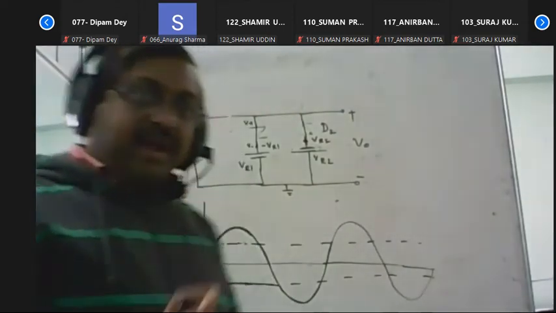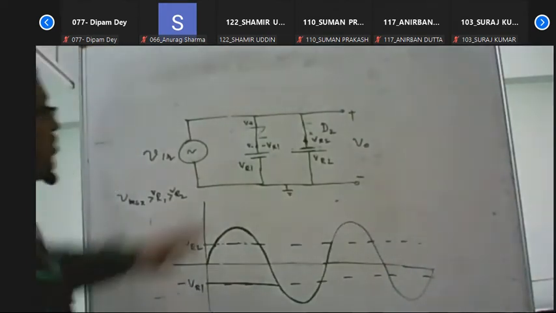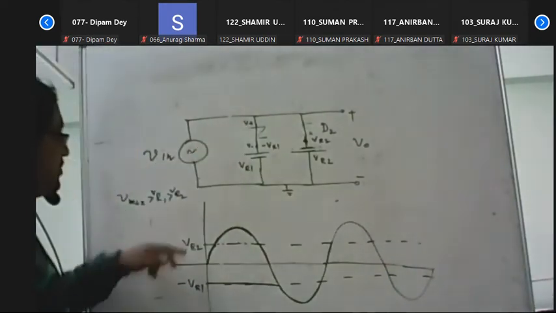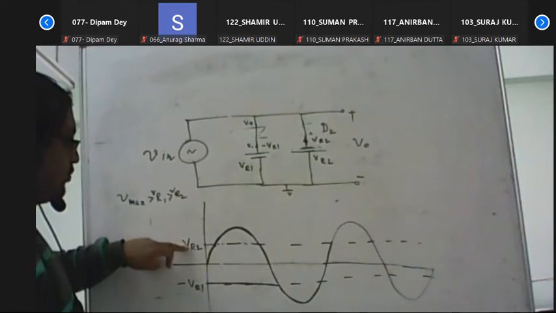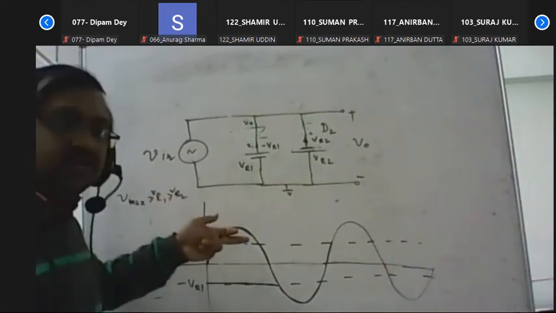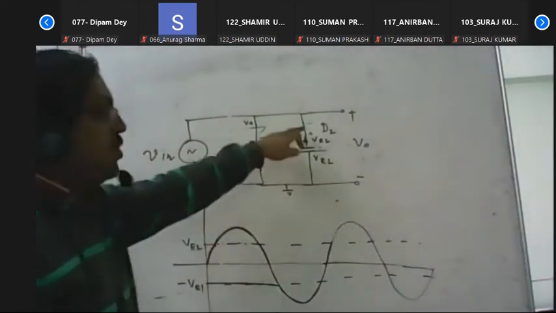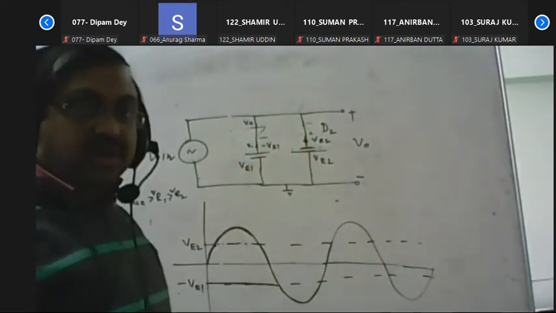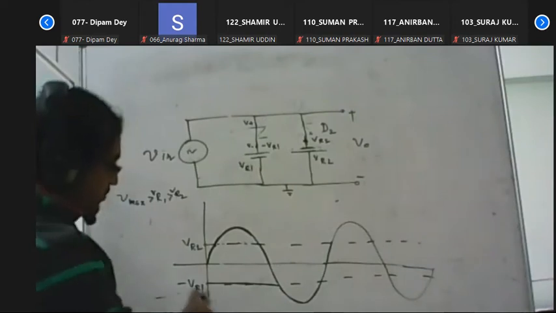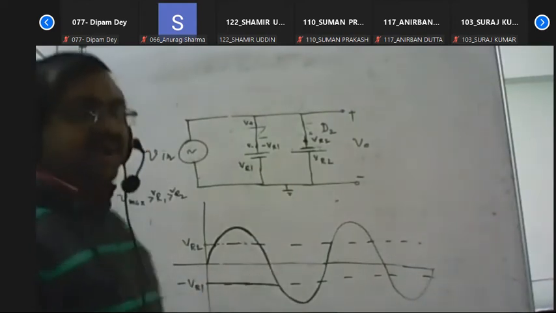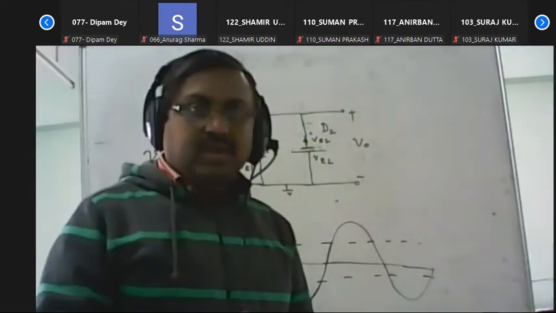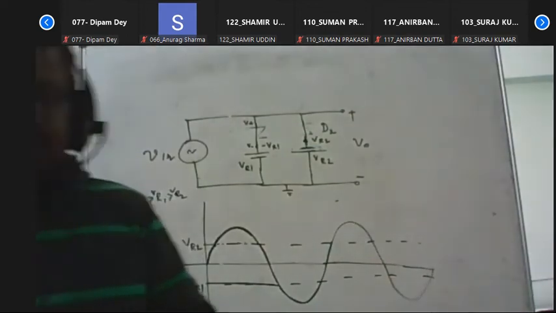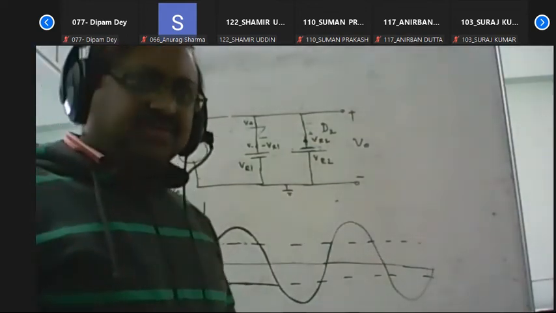If any one diode is off, then the output voltage is clipped. Say here the input voltage is greater than VR2, then the diode is off. If it is off, then the output voltage is equal to VR2. Otherwise, its value will be fixed at minus VR1. Is it possible practically? Yes, possible, because in practical.